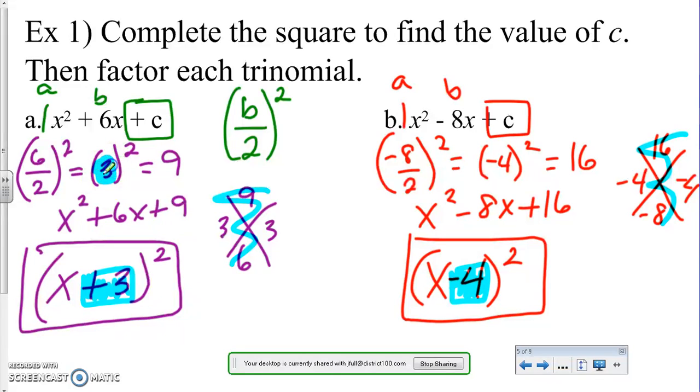Notice that's the same as what we got when we took half of b. So when you factor, if you wanted to go quickly, after you figure out what your c is, to go from your trinomial to your factored form, that number that goes in the parentheses is always going to be half of b, if you do this correctly. Okay, let's go ahead and look at the whole process now.